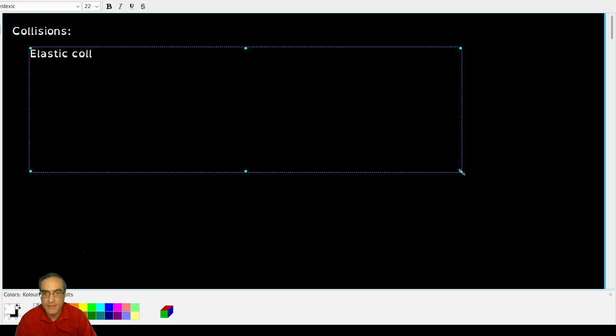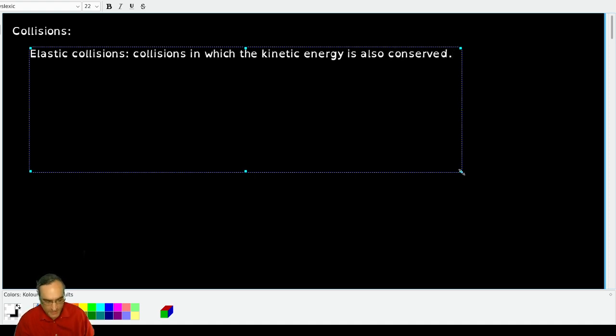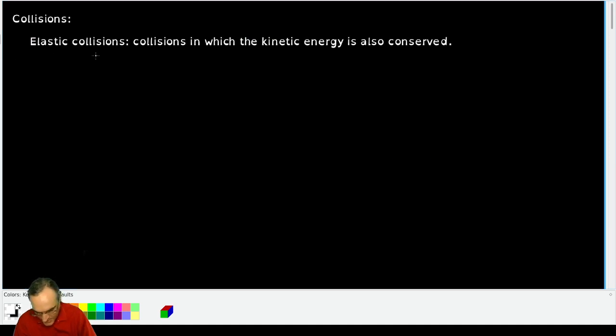There are elastic collisions. They're relatively less common. They are collisions in which the kinetic energy is also conserved. So, in other words, it's a case where the change in kinetic energy, delta KE, between the initial and final case is equal to 0. This actually gives us a second condition that we can use to solve problems, and it gives us another equation we can use to solve problems.